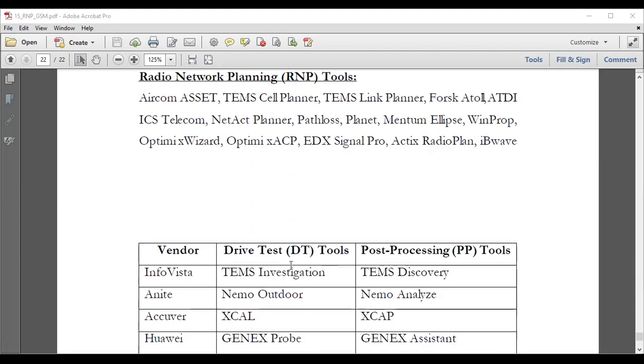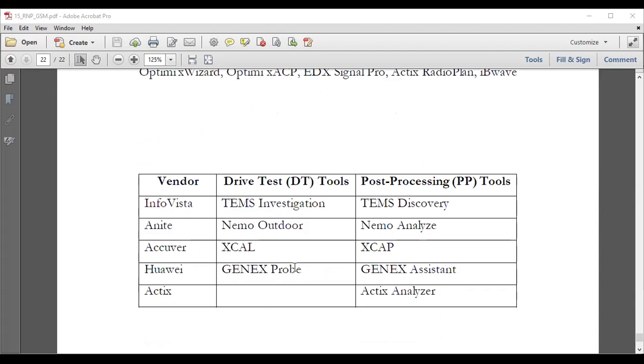Another set of tools are used for drive test purposes. Like I said, you set up the base station, then you check how the signal levels are. And the tools you use there are called drive test tools. People drive through different routes with these tools, and all data are captured.